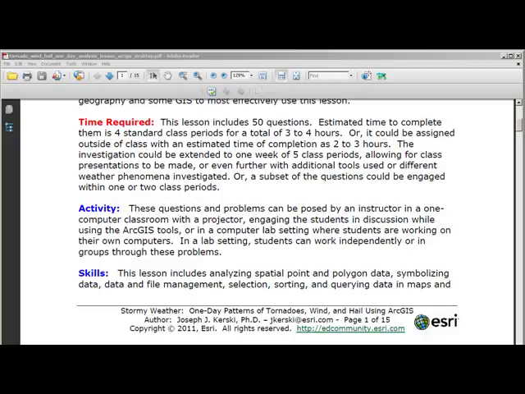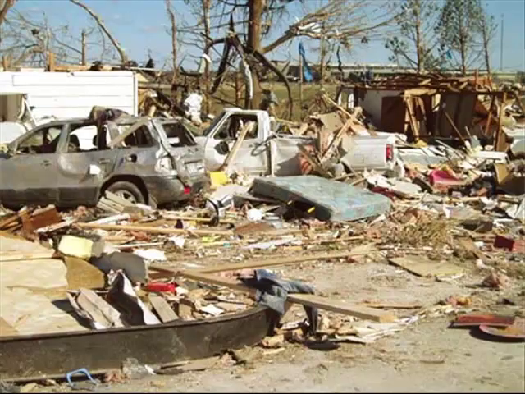Or it could be assigned outside of class with an estimated time of completion of 1 to 2 hours, or possibly 3 hours. The investigation could be extended to 1 week of 5 class periods, allowing for class presentations to be made, or even further with additional tools used or different weather phenomena investigated, or a subset of the questions could be engaged within 1 or 2 class periods.